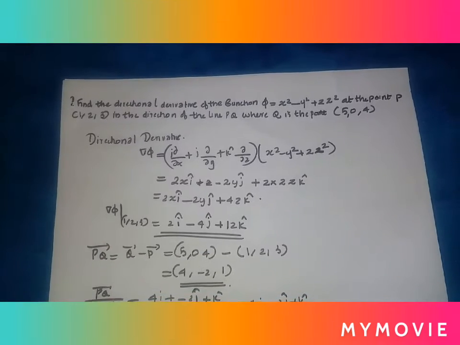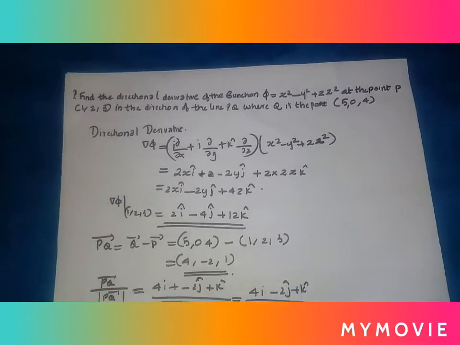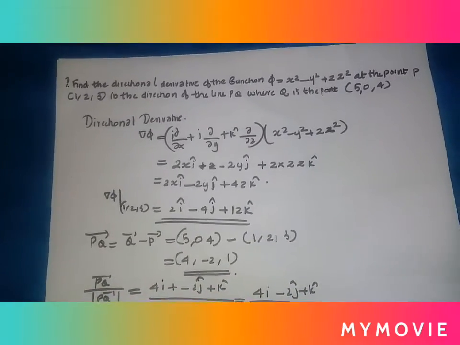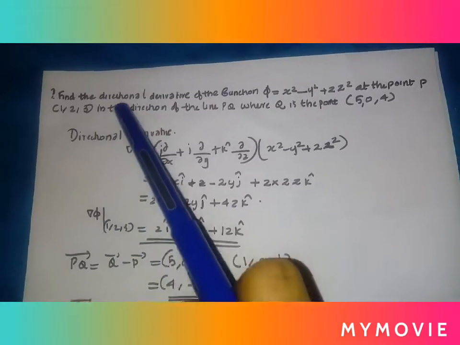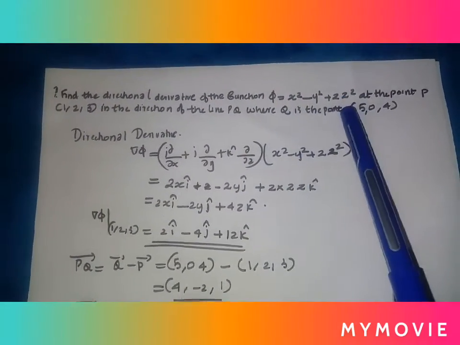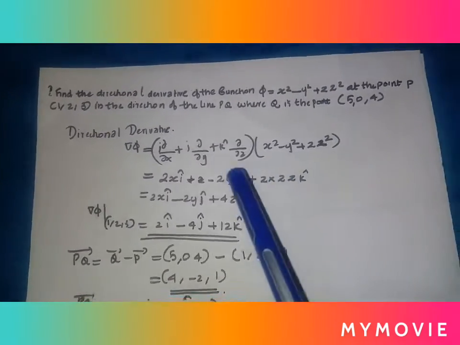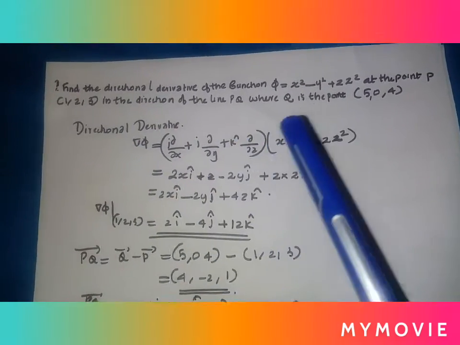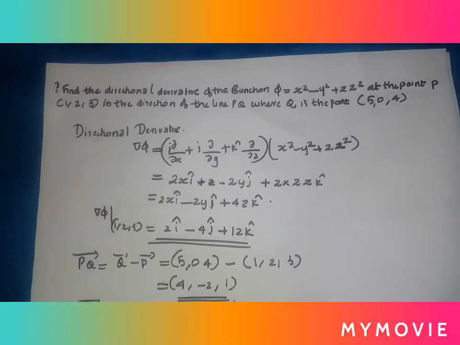Today we are going to study some problems in vector calculus, directional derivative and orthogonality problems. In which first problem, find the directional derivative of the function phi is equal to x square minus y square plus 2z square at the point P (1, 2, 3) in the direction of the line PQ where Q is the point (5, 0, 4).